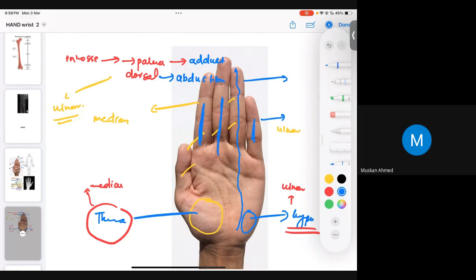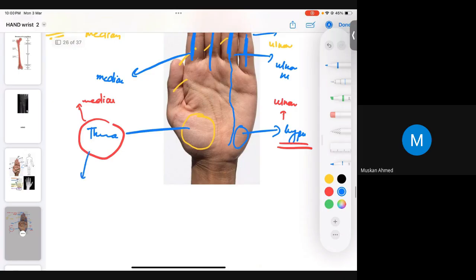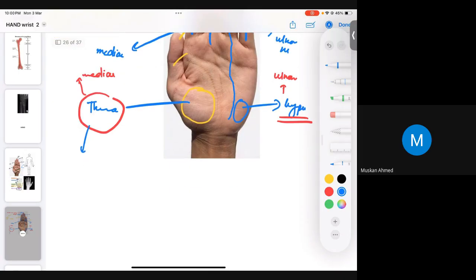Median nerve supply. Okay, so these two, which are basically supplying your second and third digit, are supplied by the median nerve, and the medial ones are supplied by the ulnar nerve, right? So let's discuss thenar muscles in a little bit more detail. In thenar muscles, basically we have 3 muscles, right?